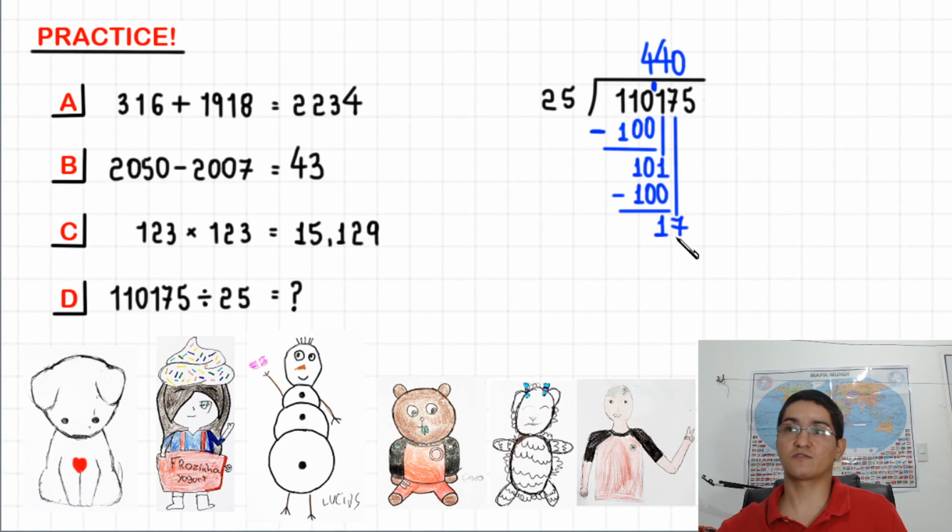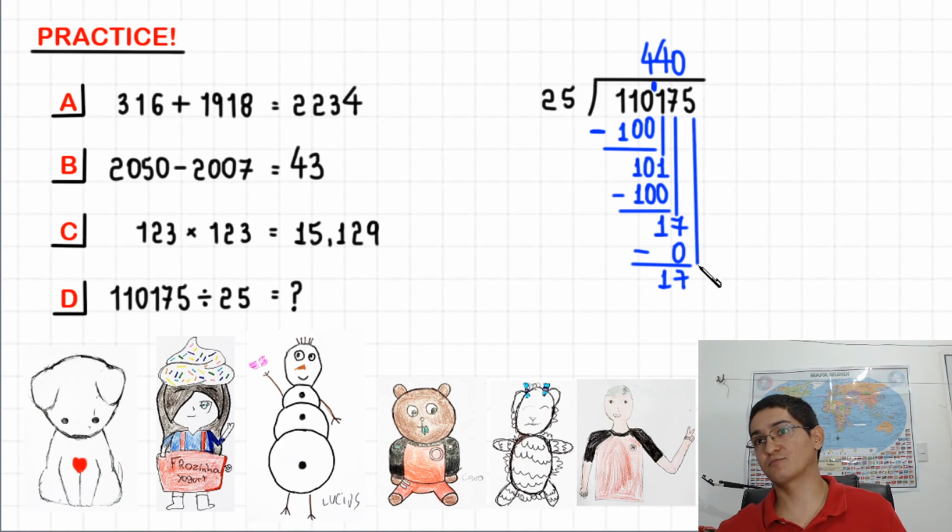0 times 25 equals 0. I write it here. I subtract. 17 minus 0, still 17. I do not hide this step so you won't forget about this 0 here. After a subtraction, I bring down the next digit. It is 5. Now I have 175.